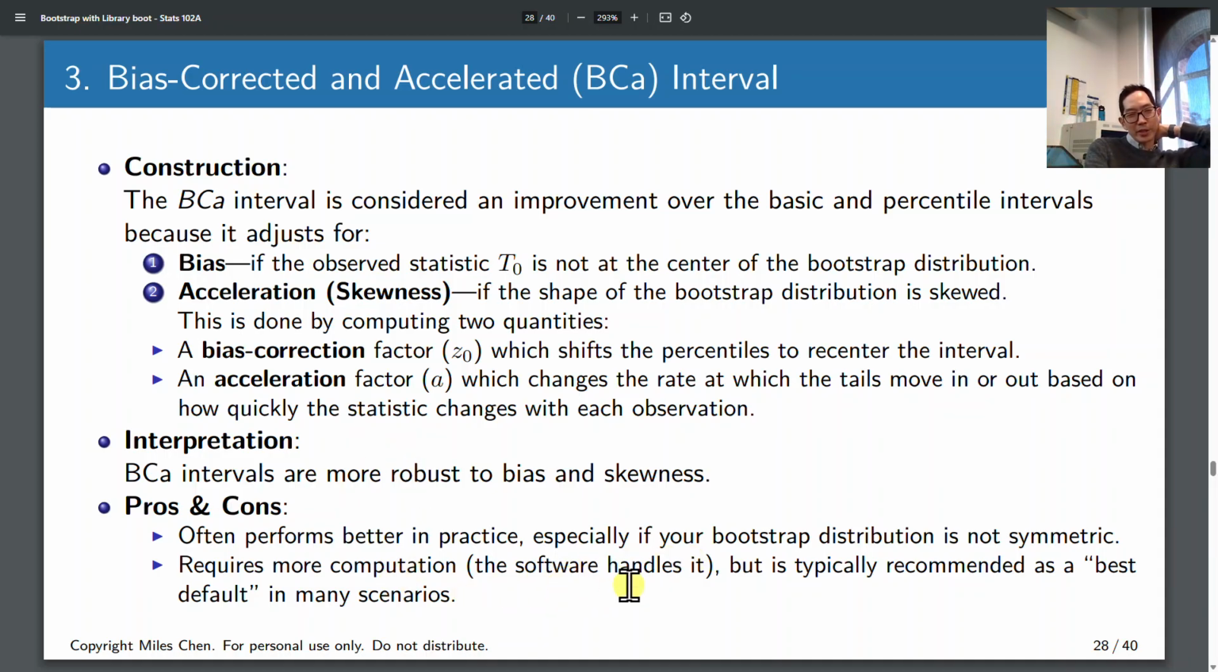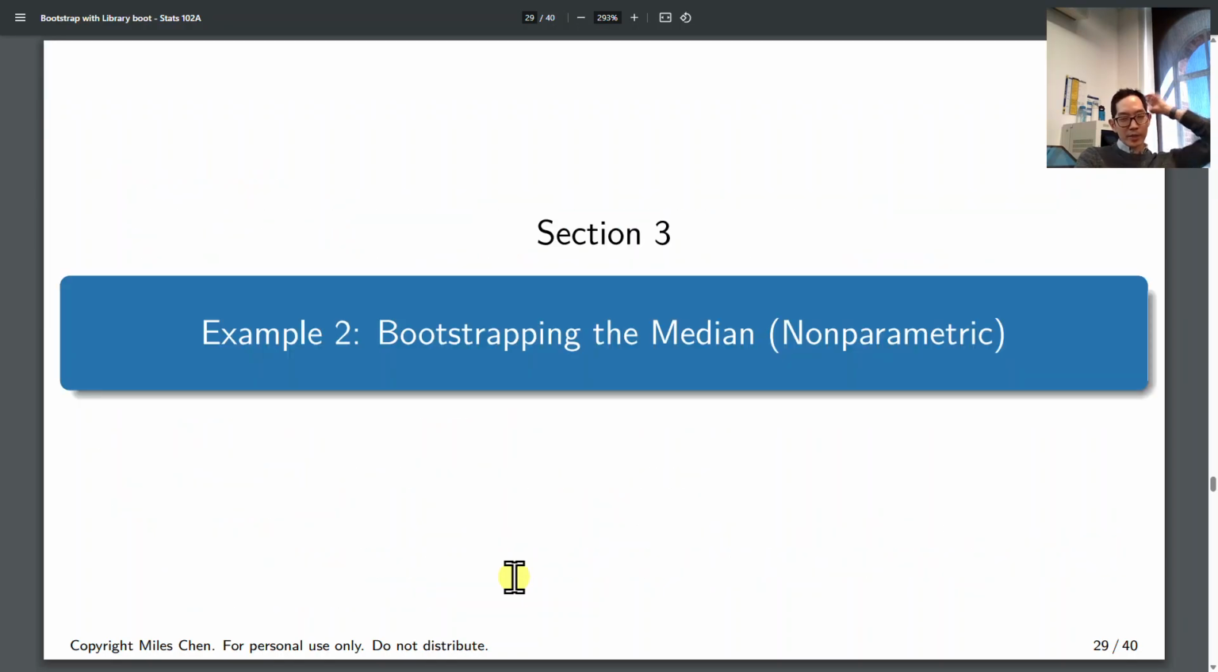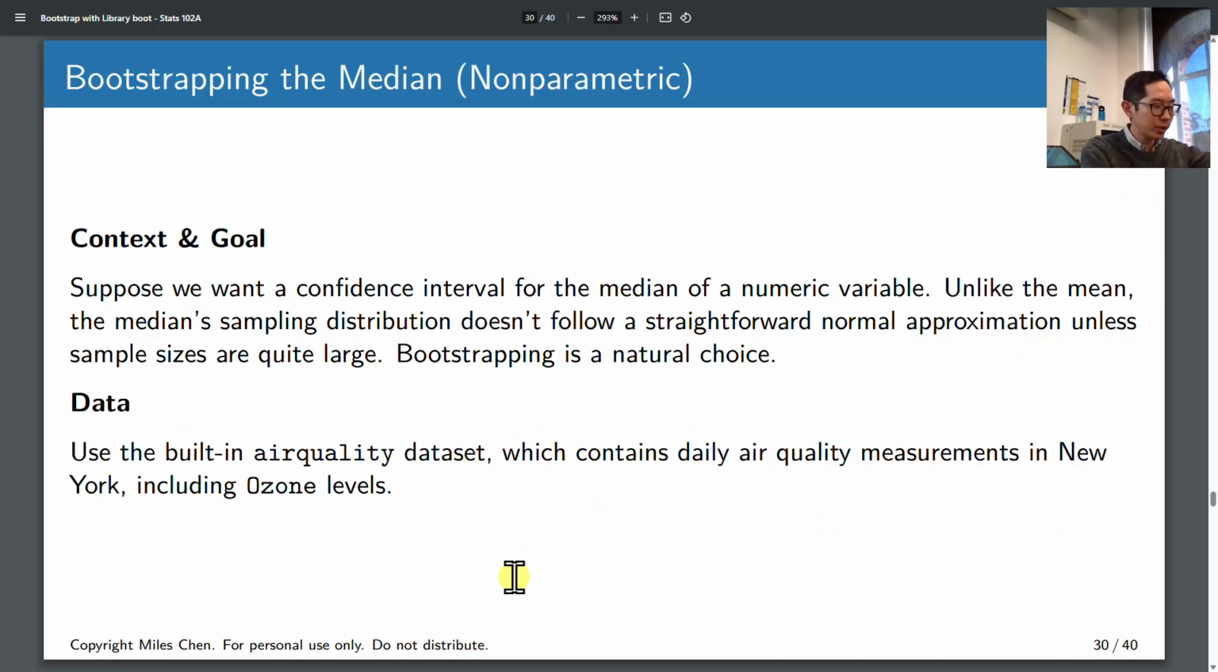The software will handle it for it, and it's typically recommended as your default confidence interval in most scenarios. Okay. All right. So let me give you your second view quiz answer, which is the letter C. C as in cat. C as in cat is your second view quiz answer.